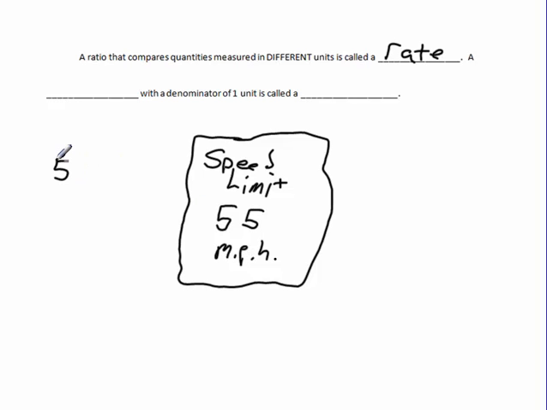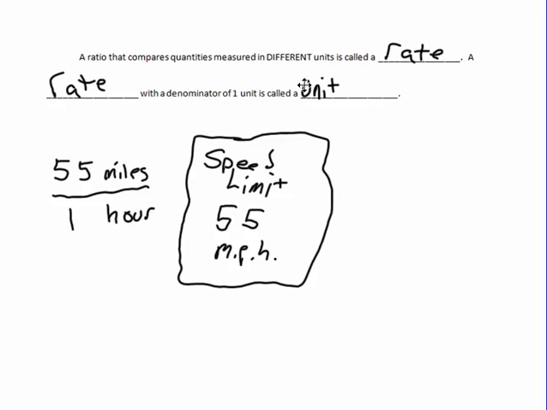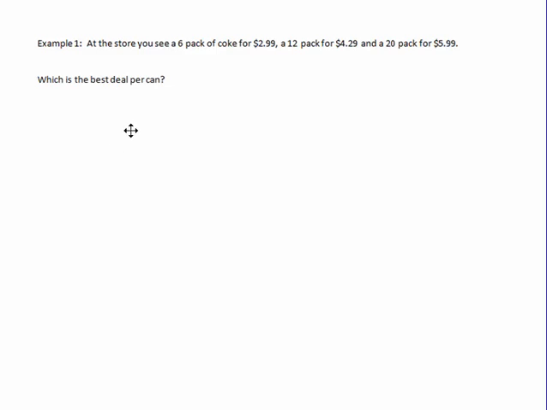And what we would say that as a fraction, we would say 55 miles per 1 hour. Now, notice here how my denominator is a 1, right? So a rate with a denominator of 1 unit, and here the unit's hours, so it doesn't matter what the unit is, but this is a 1, is called a unit rate. Not too bad. Let's try an example.